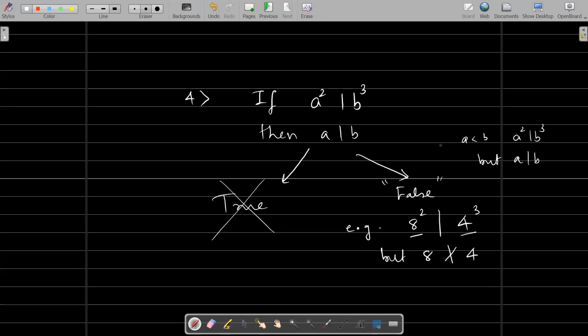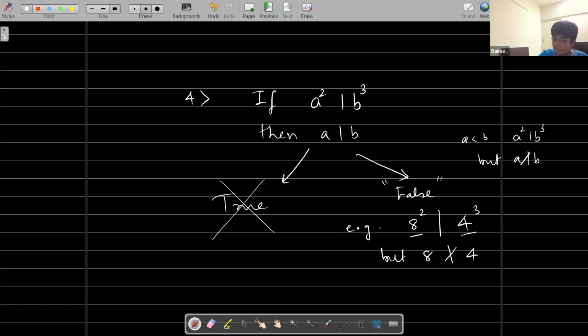Sir, if A is a cube, then only it is possible. Like 27 square divides 9 cube, and 64 square divides... But 27 will be bigger than 9. So instead of 9, we can take any multiple of 9. We want A less than B. That's the point.